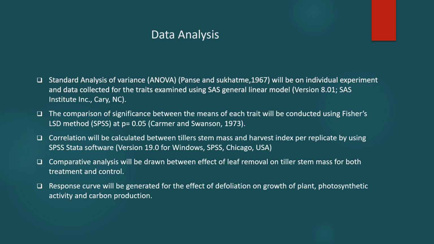Standard analysis of variance will be performed between 8 replicates for 2 treatments and 1 control, and significant differences will be evaluated for dry biomass, leaf area, stem diameter, and other morphological traits. Replicate-wise comparison of mean data for various traits will be performed using the Fisher-LSD procedure. Correlation will be calculated between tiller stem mass and harvest index per replicate by using SPSS data software. Comparative analysis will be drawn between the effect of leaf removal on tiller stem mass for both treatment and control. A response curve will be generated for the effect of defoliation on growth of plant, photosynthetic activity and carbon production.